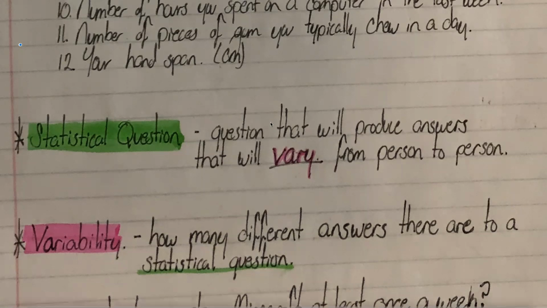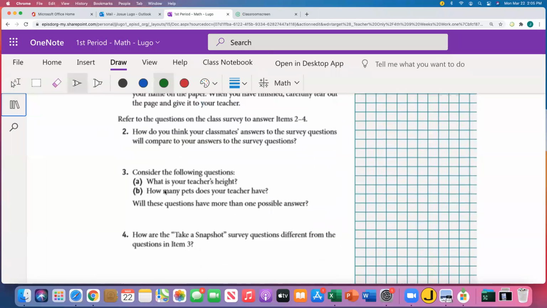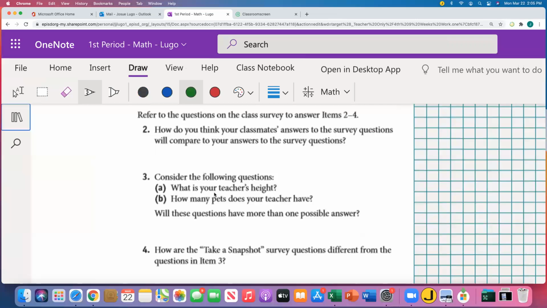All right. And in fact, if you look at number 3 from our textbook, it asks, consider the following question. What is your teacher's height? Talking about me, what is your math teacher's height? Ladies and gentlemen, I am 5'7". If you are in my class, I am your math teacher, and they're asking you, what is your teacher's height? The only possible right answer to that is 5'7". It doesn't matter which of my students you ask that question to, the answer is always going to be 5'7". So therefore, this is not a statistical question. The answer doesn't depend on anything.